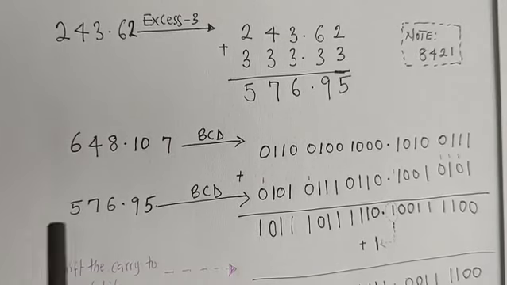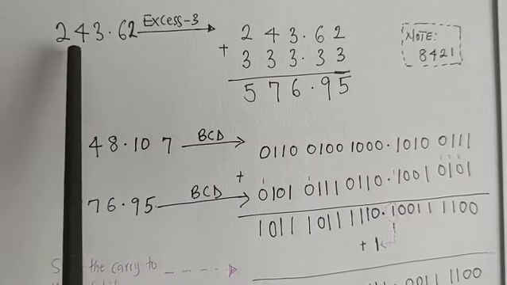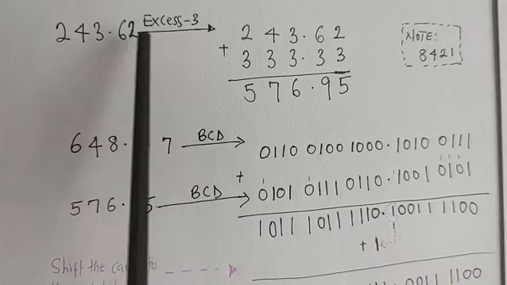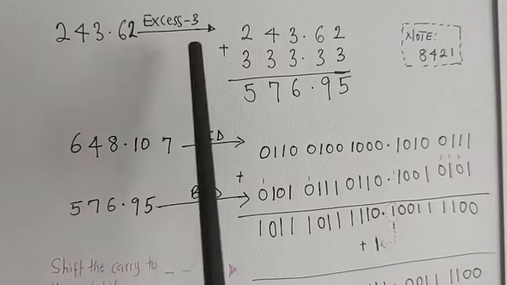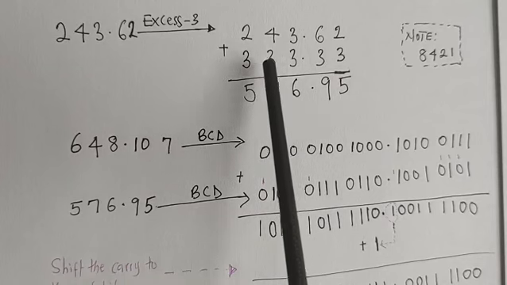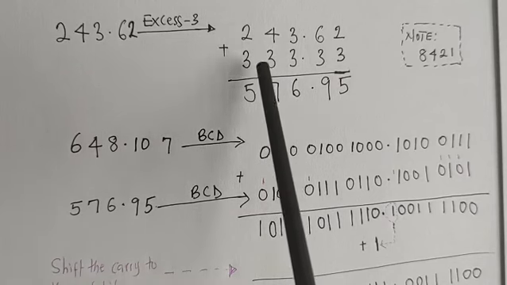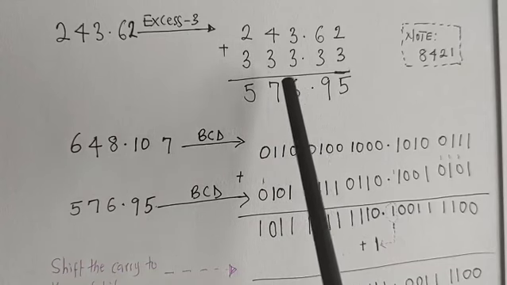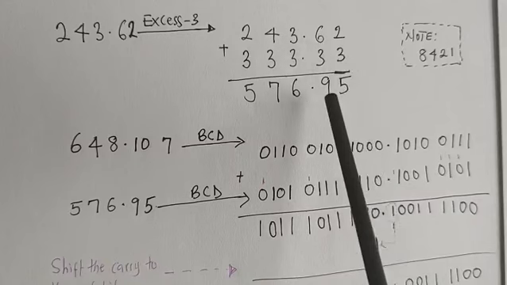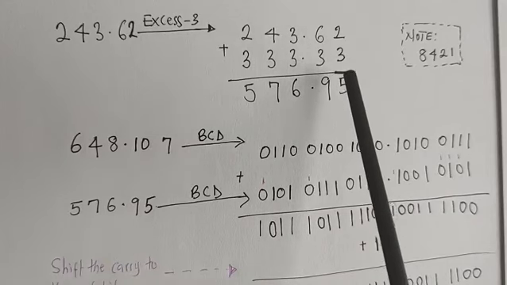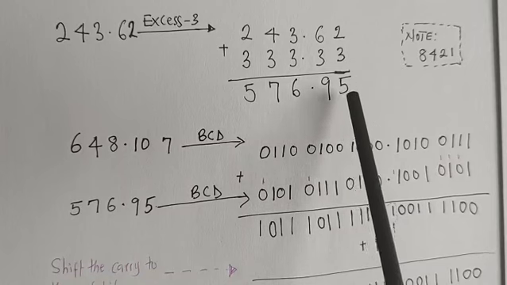The next thing we need to do from this stage is to obtain the BCD for this value. But before we take the BCD for the subtrahend, let's take the excess 3 code for the minuend. The excess 3 code of the minuend will be to add 3 to each and every digit in this number. So we're going to have 2 plus 3, 5, 4 plus 3, 7, 3 plus 3, 6, dot, 6 plus 3, 9, 2 plus 3 is going to give us 5.